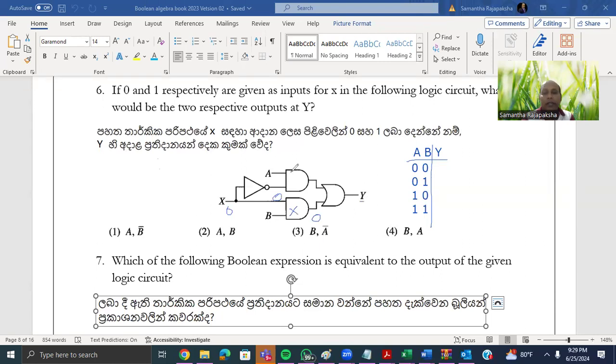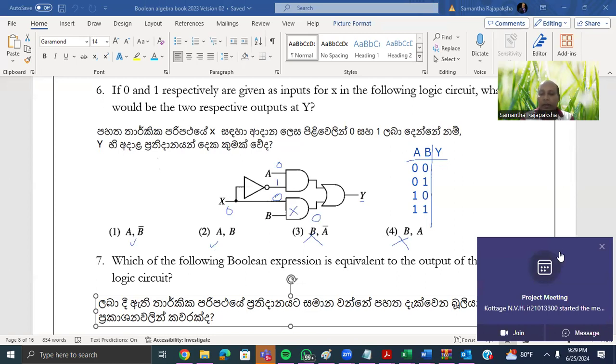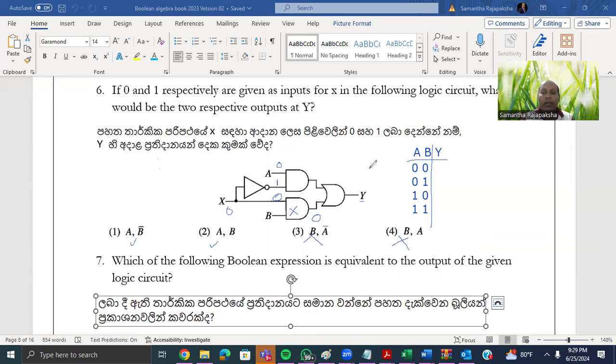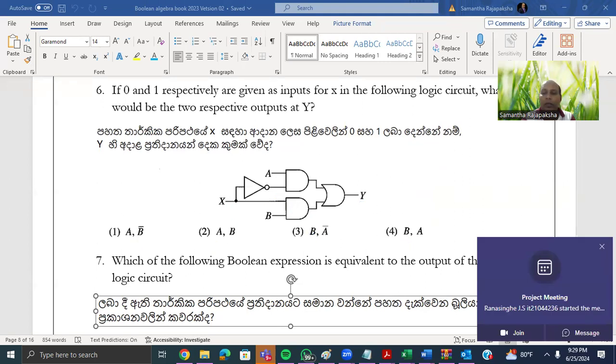But the answer will depend on A, because when you input 0, this will be 1. When this is 1, if A is 0, the answer will be 0. If A is 1, the answer will be 1. Therefore, in that case the answer will depend on A. So this statement is wrong. The first part is okay: the answer will depend on A. Then we can take the other input.